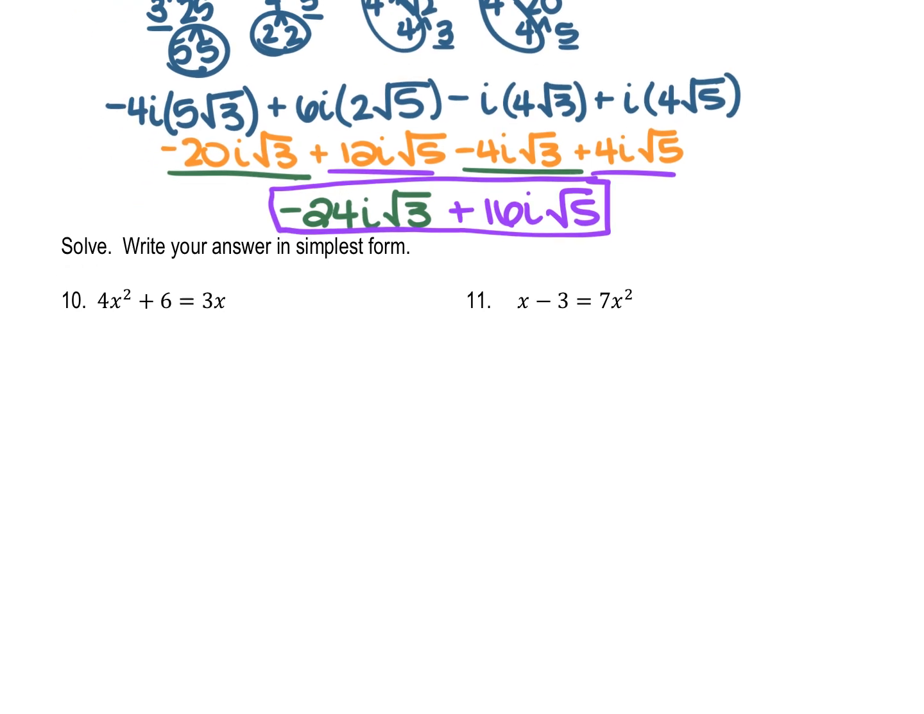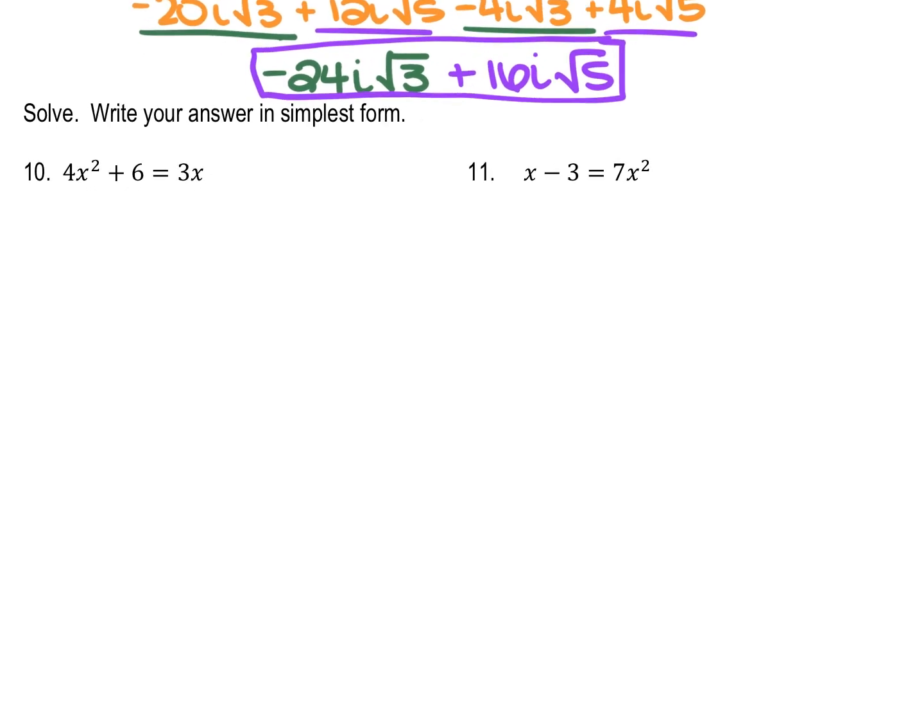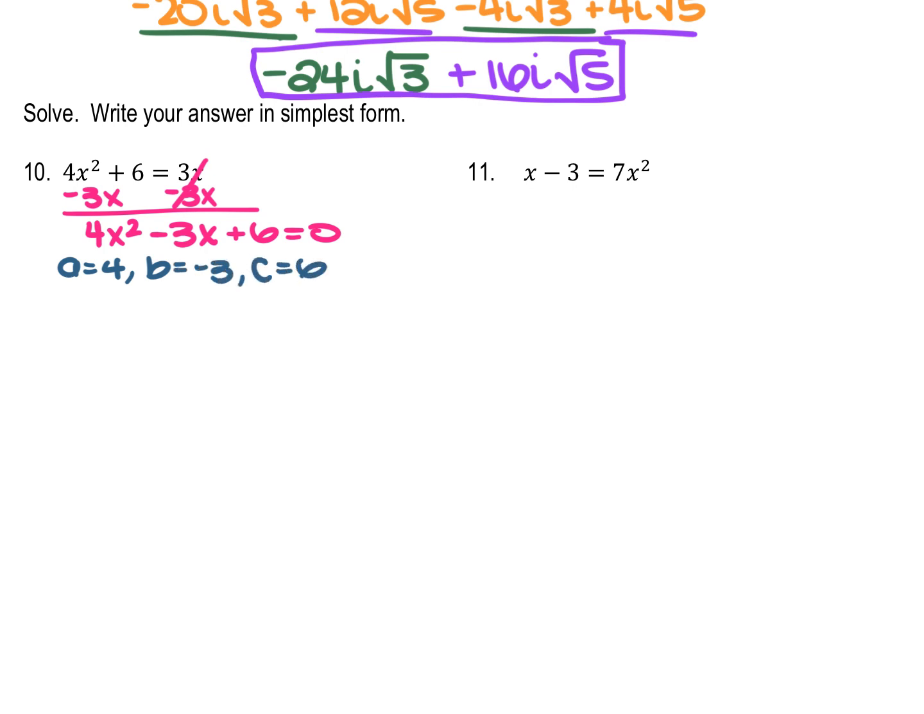For the rest of your questions, you are solving each of these equations and writing your answer in simplest form. For number 10, you have 4x squared plus 6 is equal to 3x. You need all of your terms on the same side. So we're going to move that 3x over first by subtracting it from both sides. That's going to leave you with 4x squared minus 3x plus 6 is equal to 0. You cannot factor this, so you're going to use your quadratic formula. Your a is 4, your b is -3, and your c is 6.